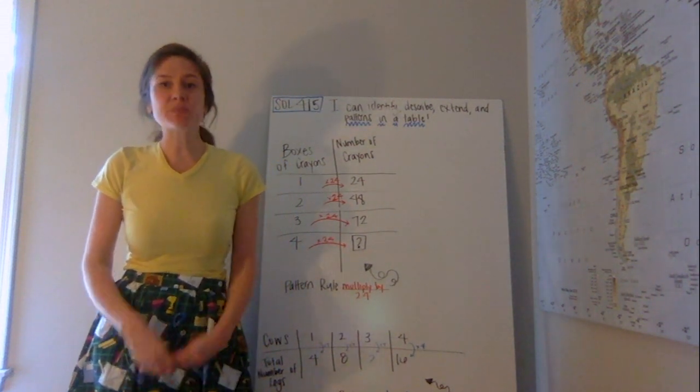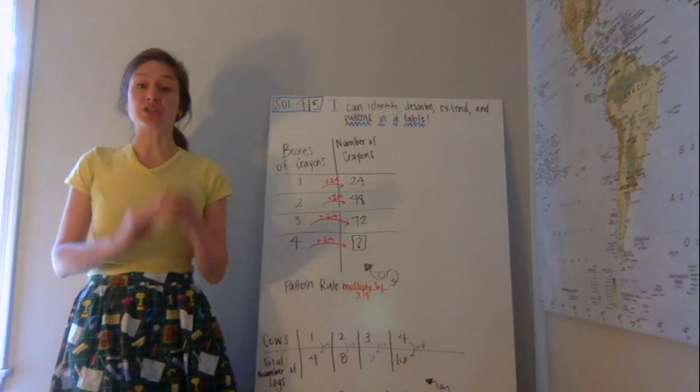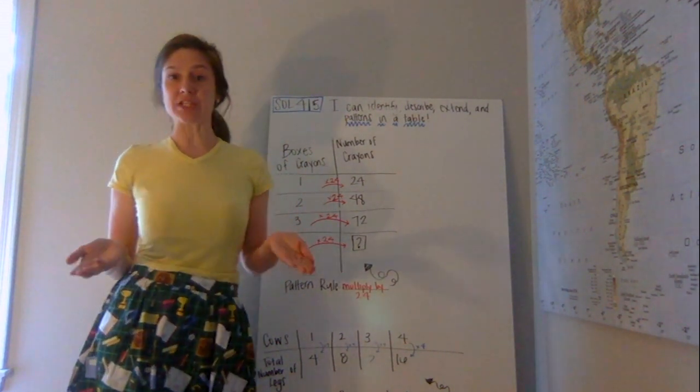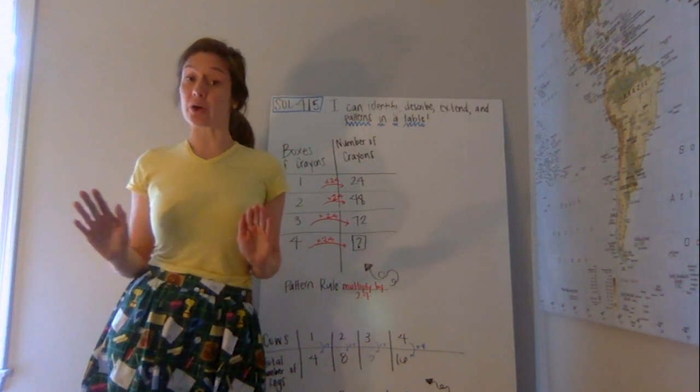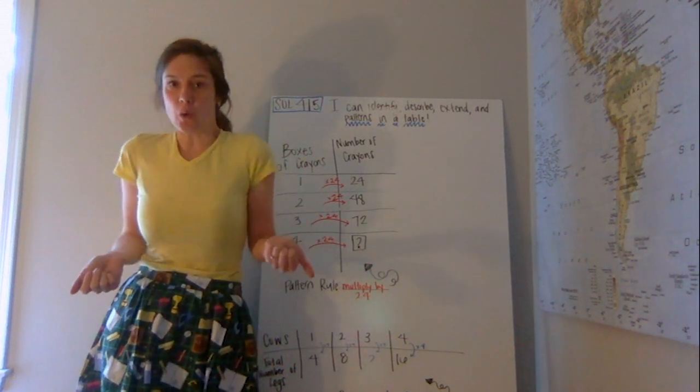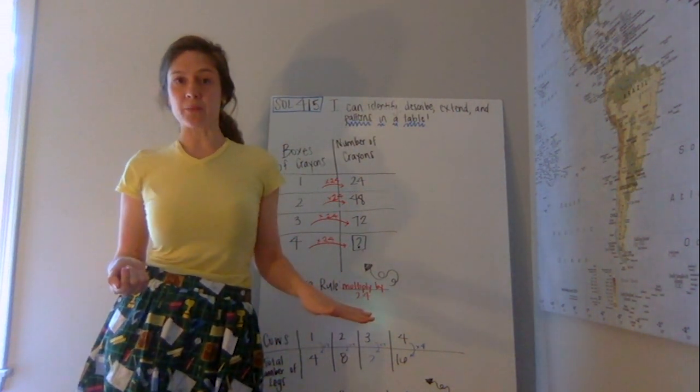Today, we're going to explore pattern tables. Specifically, we're going to explore how to identify the rule or relationship in a pattern table, use that rule and relationship to describe what's occurring in that pattern table, create our own tables, and we'll even get to extend or expand upon a pattern table.